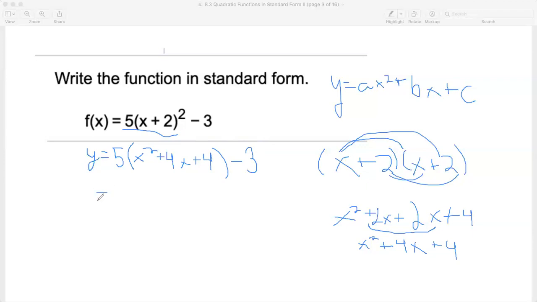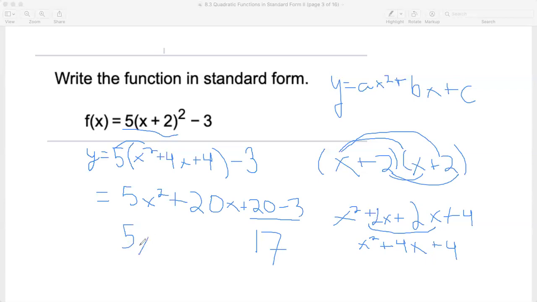So now let's just clean it up. Now I can distribute the 5 in, so this would become 5x squared plus 20x plus 20, and then the minus 3. And then my last step is just combining my two terms here, which is 20 minus 3, which would make 17. So I'll go ahead and clean that up. And then carry everything else down.